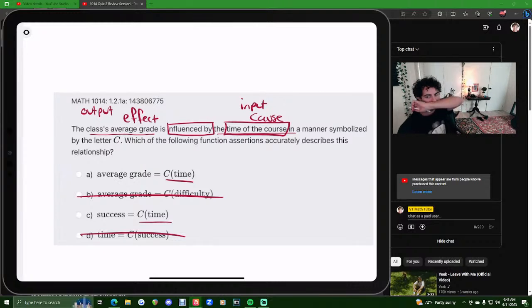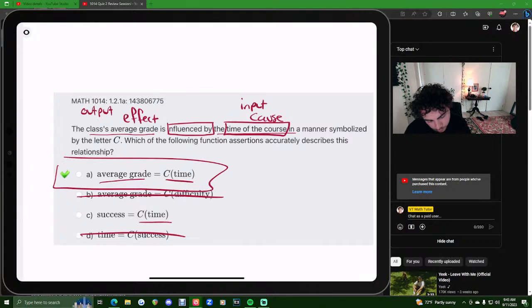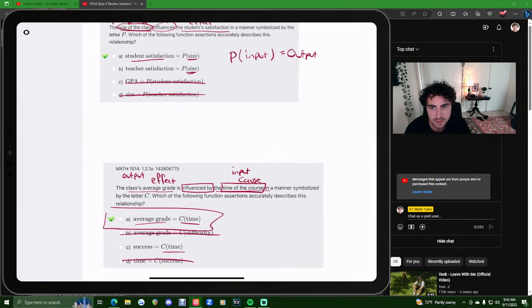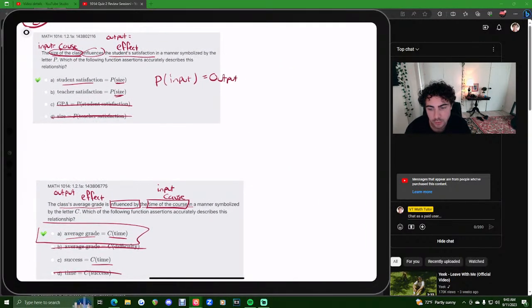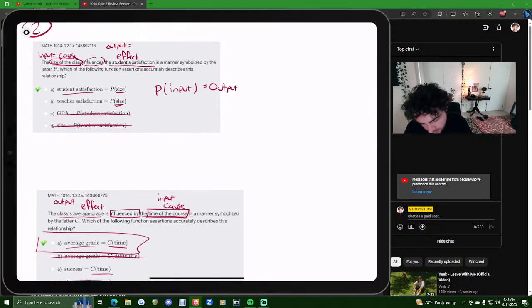And then the class's average grade is the output, so that should be on the opposite side of the equation from the input and the function. I hope that makes sense. Definitely play around with these. Try multiple versions of those. You'll see the words influences, you'll see influenced by, I think you'll see depends on. Just get comfortable with understanding what's the cause, what's the effect, likewise what's the input, what's the output. Put the input in parentheses. You got it. Okay, that was number 2.